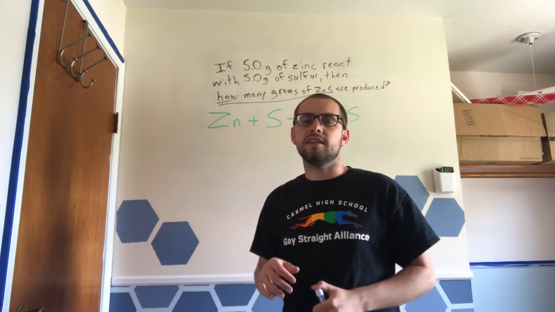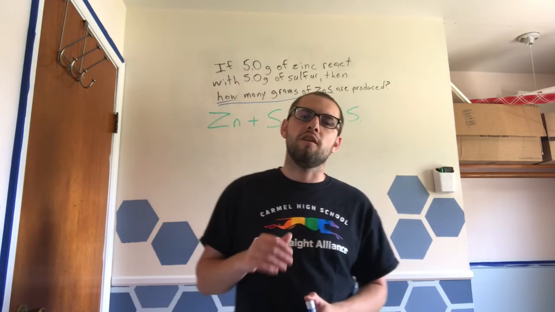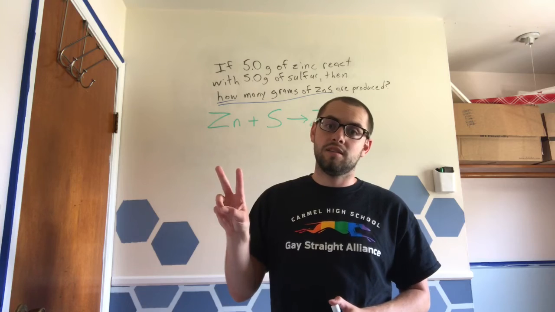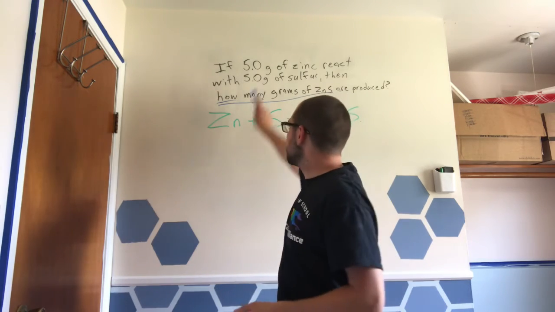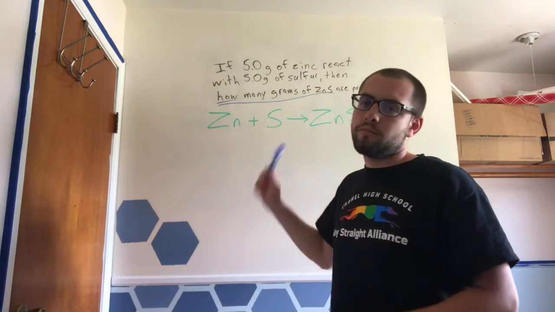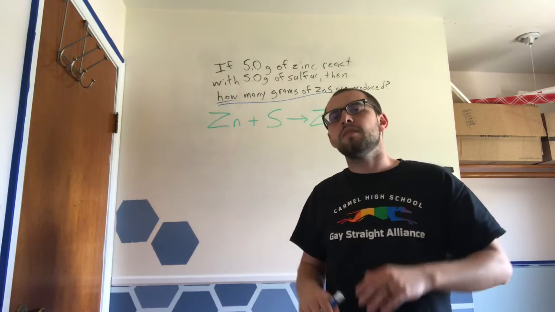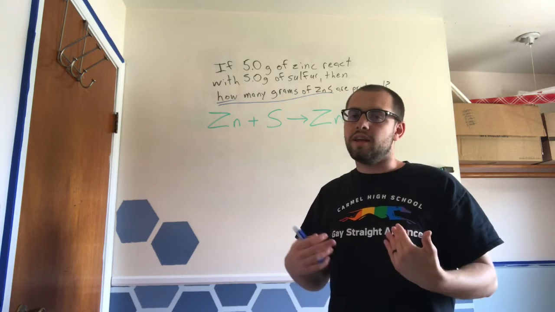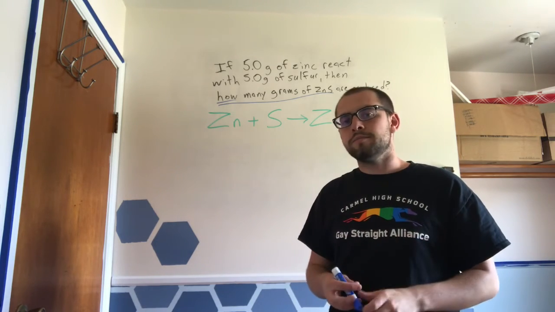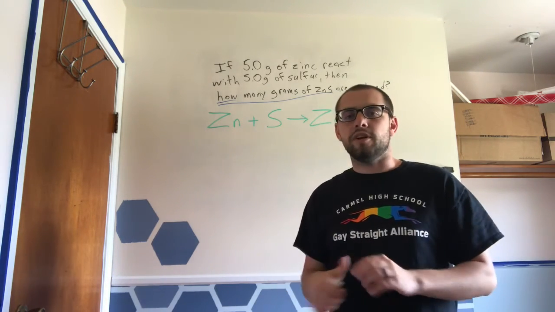This is a case where you will need to solve the problem twice. You're going to need to solve it from the zinc perspective and from the sulfur perspective and just see which answer is smallest. Remember that we're limited to the smaller answer. So let's go ahead and work through this example here.